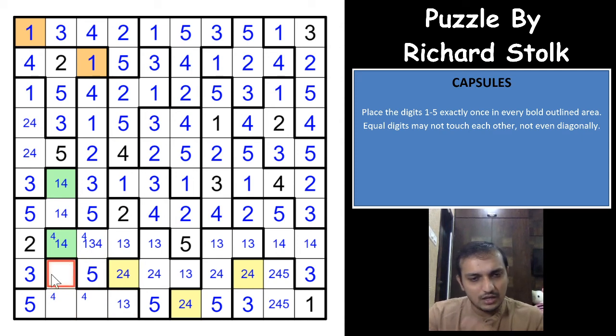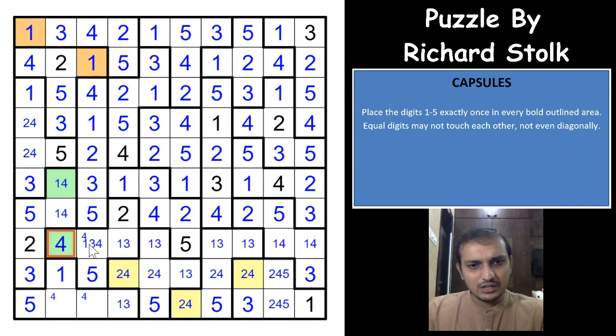That's a really sharp logic here. Because of the 4 here, you eliminate 4 from this cell. 4 would have to be in one of these two cells. So this cell cannot be a 4. It cannot be 3, 2 and 5. So this cell would have to be 1. That gives you a 4 here, a 3 here, a 1 here, a 4 here, a 2 here and a 4 here.